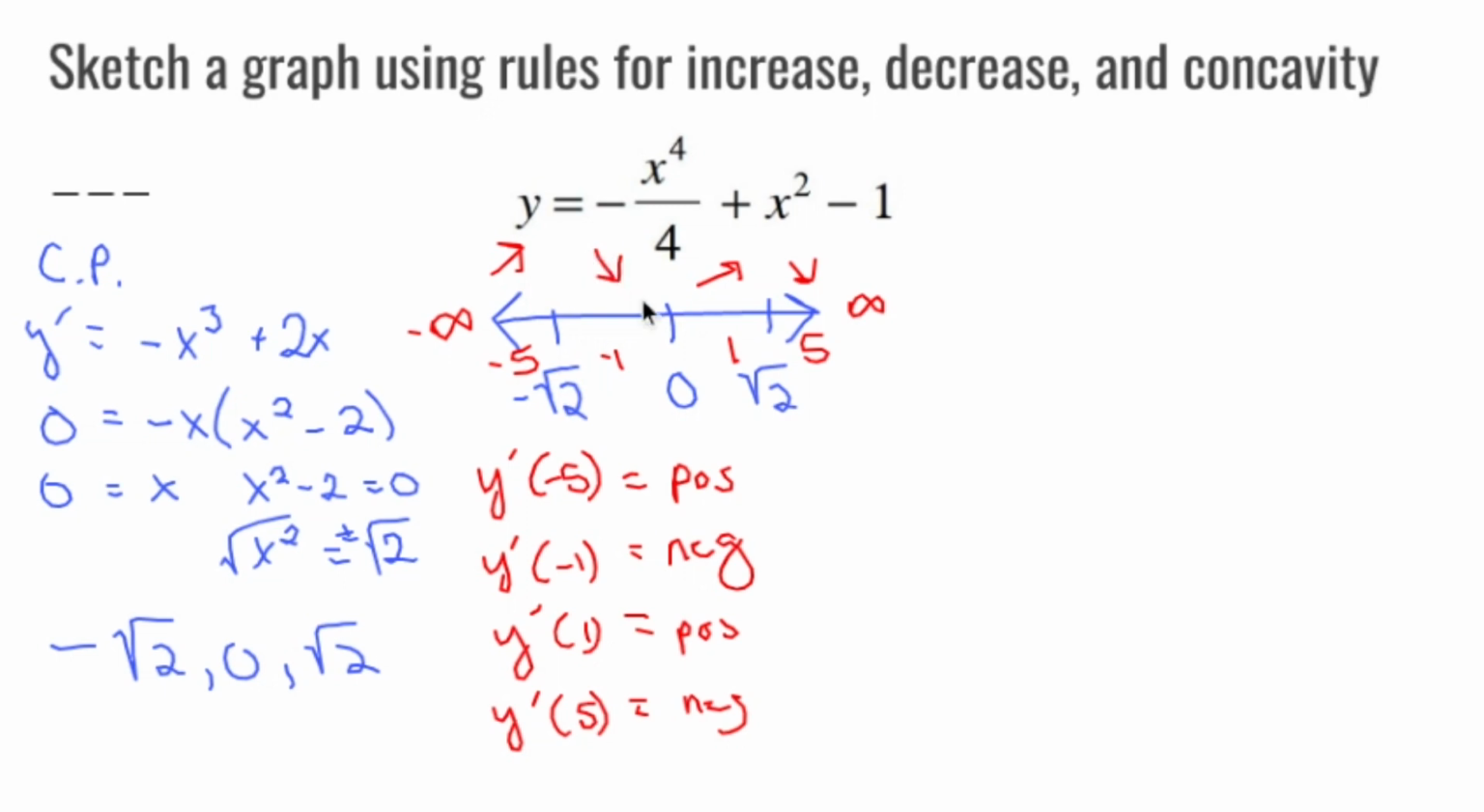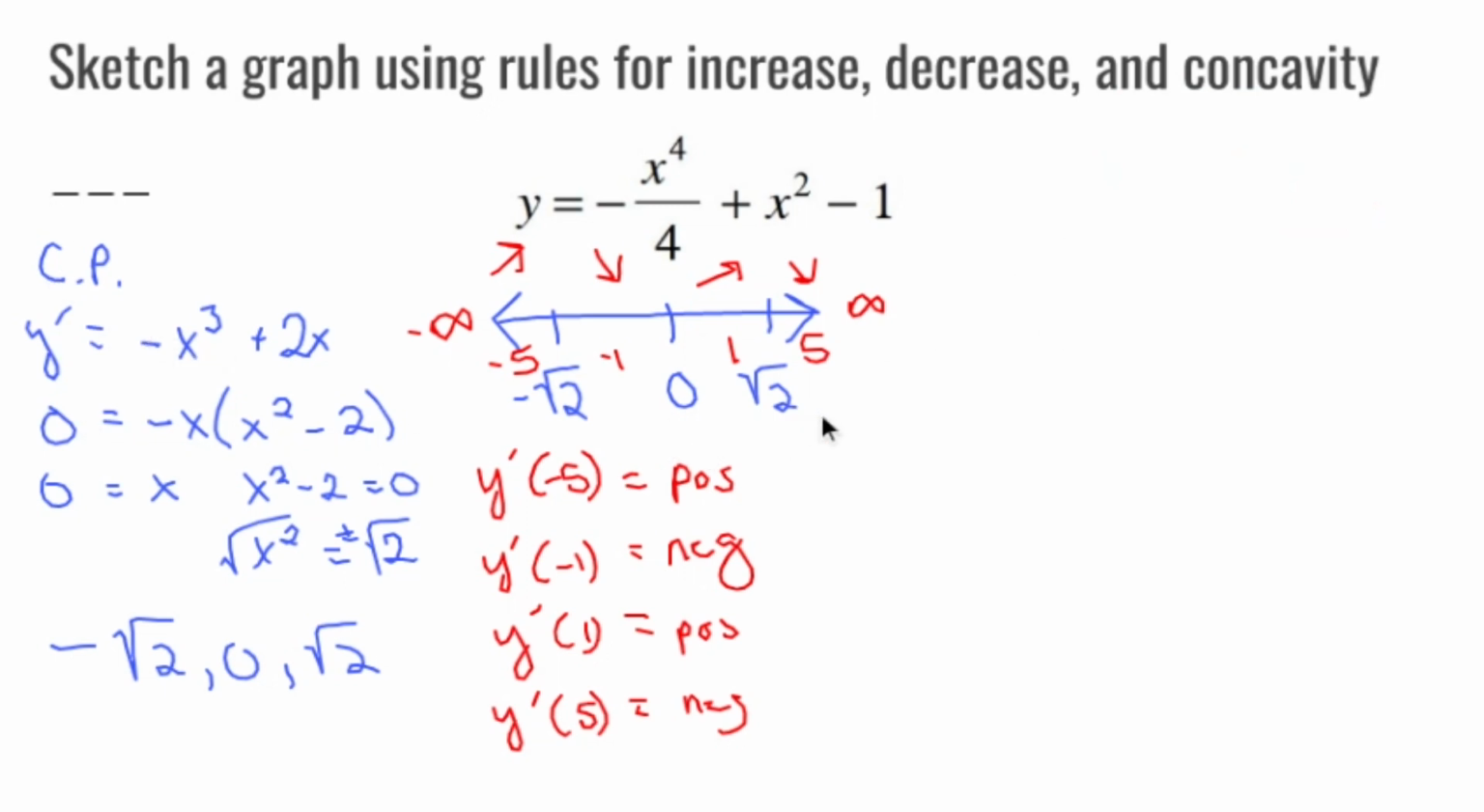And then it starts decreasing. It hits an x of 0, so it hits the y-axis, starts increasing again, and at square root of 2, it starts decreasing again. So this is happening like that. But that's not good enough. Need more specifics than that. Need a lot more specifics than that.